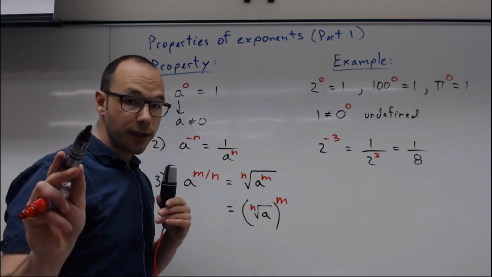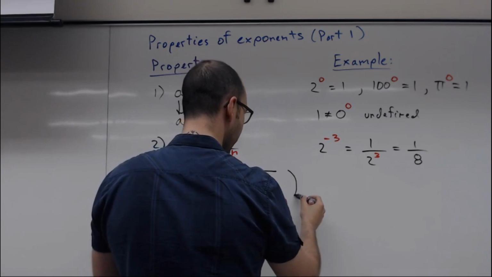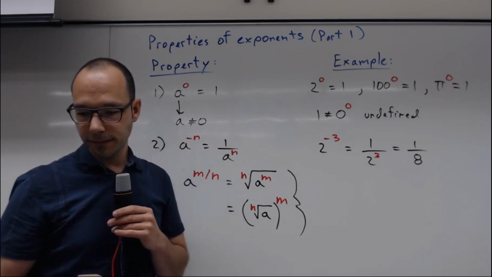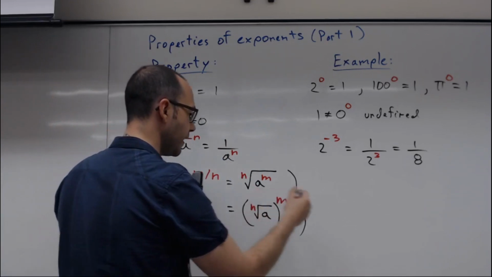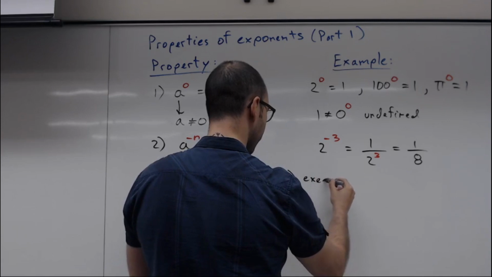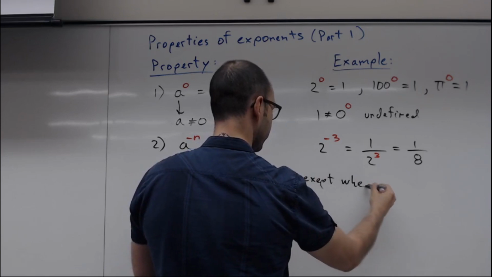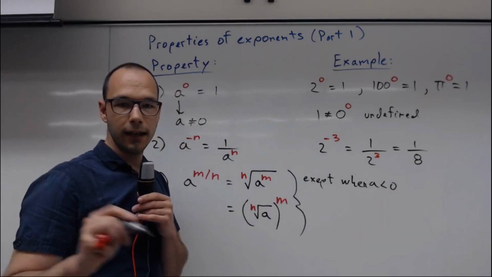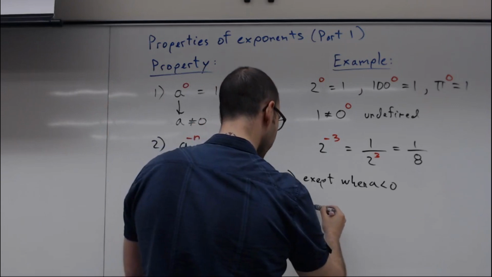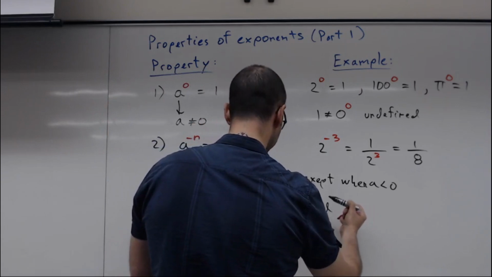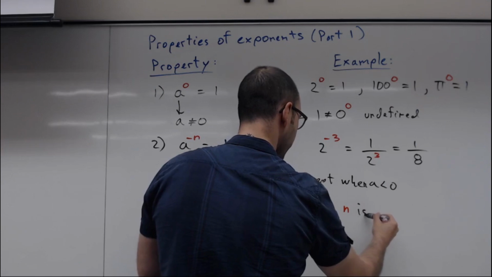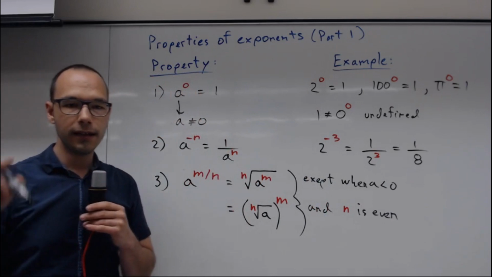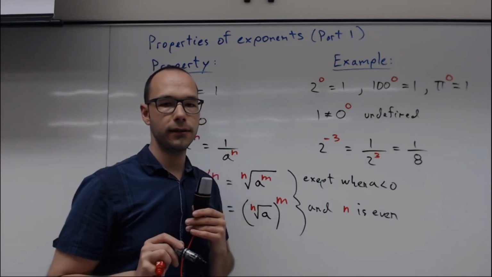But there's an exception though. You got to be careful with that. The exception is going to be when you have an even exponent and when a is negative. So except when a is smaller than 0. So when a is a negative number and n is even. So there's an exception when n is even and a is smaller than 0.